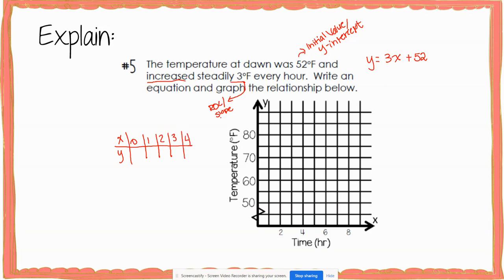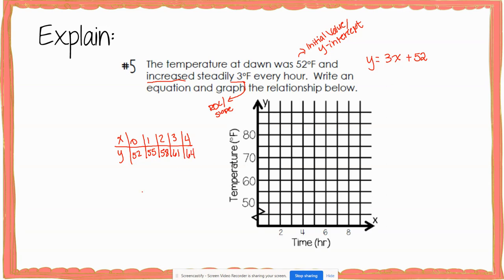past that. If I do 3 times 0, that's 0. Then 0 plus 52 gives me 52. 3 times 1 is 3, and 3 plus 52 is 55. Then I have an x value of 2, so 3 times 2 is 6, and 6 plus 52 is 58. Now I have an x value of 3. 3 times 3 is 9, and 9 plus 52 is 61. And then I have an x value of 4. 3 times 4 is 12, and 12 plus 52 is 64.